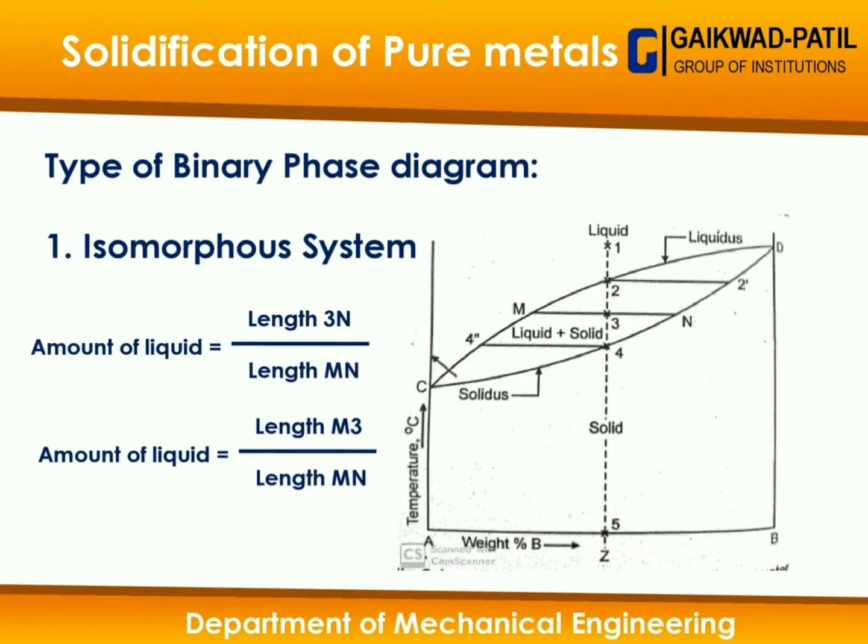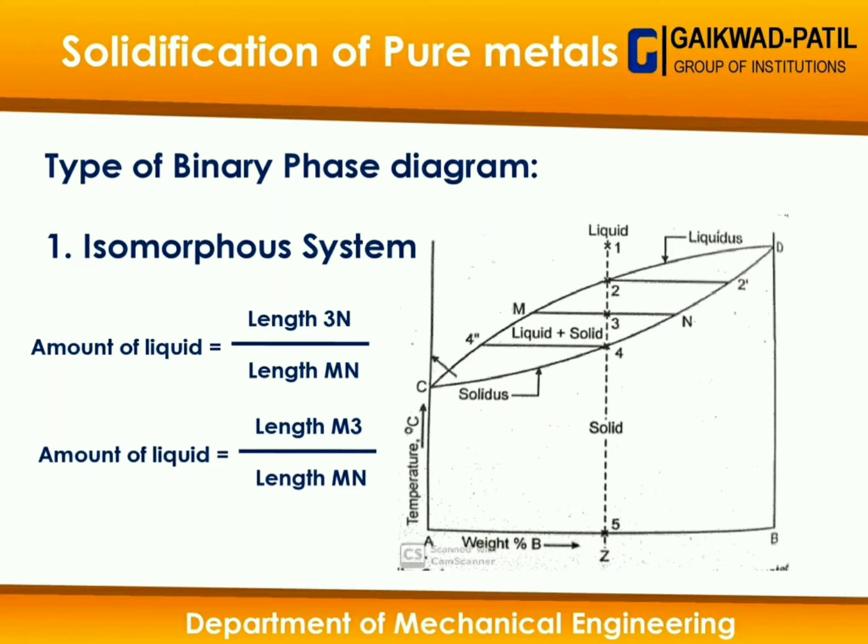Then there are different types of phase diagrams. The first phase diagram we are going to learn is the isomorphous system. The isomorphous system is also called a homogeneous solution system, in which we can prepare homogeneous equilibrium solutions. As shown in the diagram, metal A and B have melting temperatures at points C and D. When we melt metal A and B and allow them to mix with each other to form a solid solution, metal A's melting temperature is low and metal B's is high, but the difference is slight.